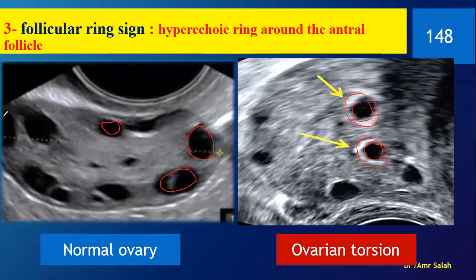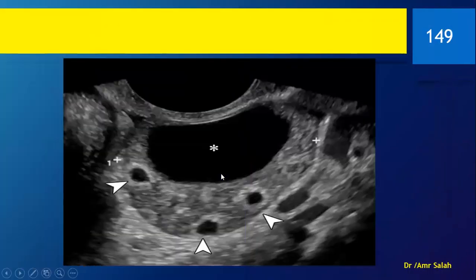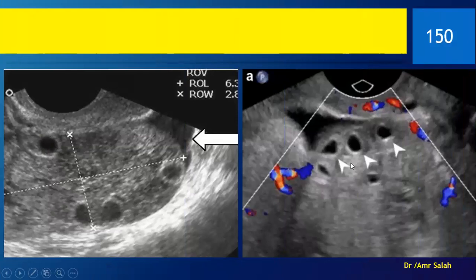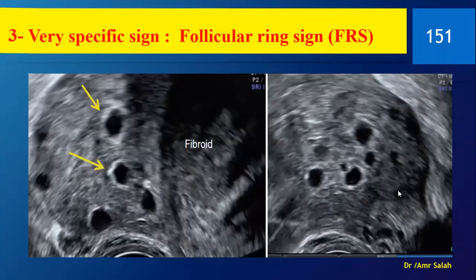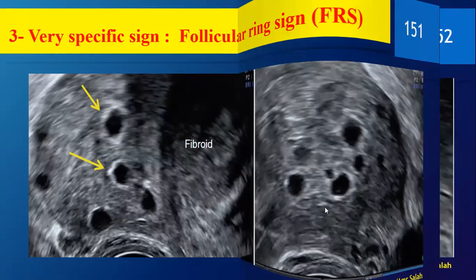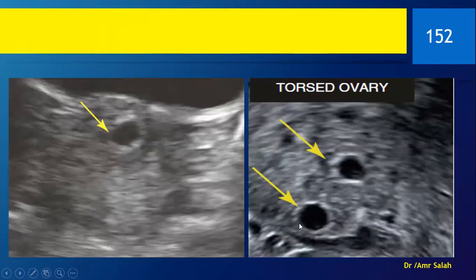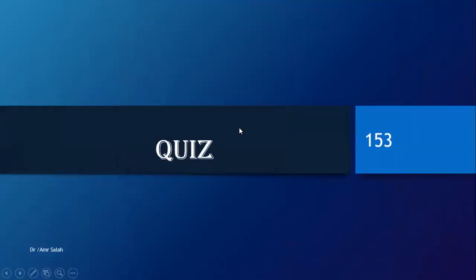The third and last specific sign that there is an ovarian torsion is called the follicular ring sign. This is the follicular ring sign, and you can see the cyst here. Follicular ring sign, heterogeneous ovary, enlarged, patient having pain, free fluid in the abdomen. Voila, this is torsion. Follicular ring sign, torsion. It's a very specific sign again.